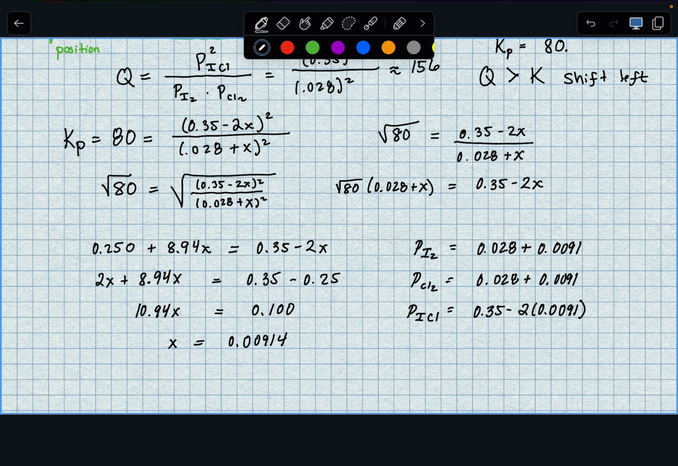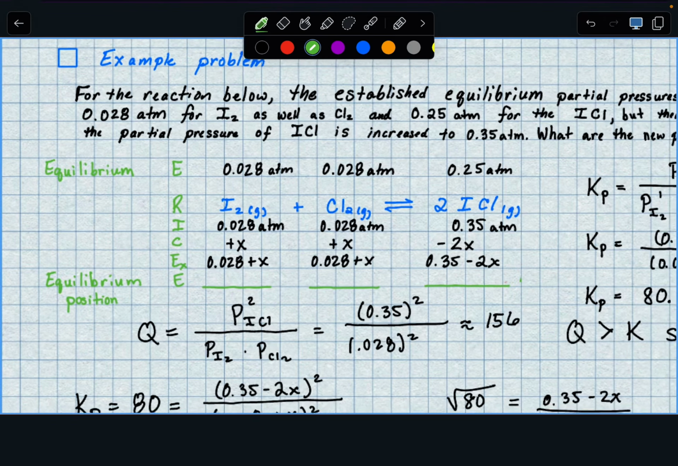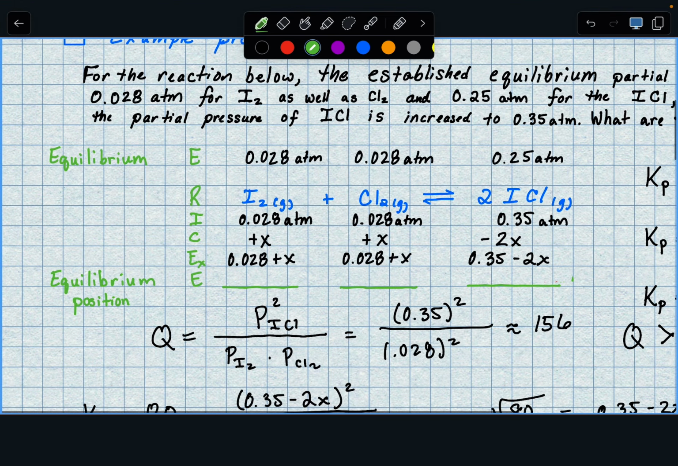And then those values, I'm going to put back up at the top what they equal. And then I'm going to put them back into the equation and just check that they do give us approximately 80. And we have a new set of concentrations, or in this case, partial pressures, at equilibrium. All right, so I'm going to write them actually in green. So 0.0371 ATM for this one. And these will all be the same.